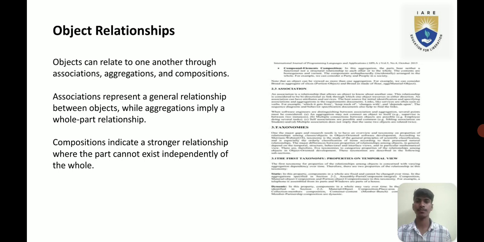Object relationships. In object-oriented modeling, an object can be related to another object through associations, aggregations, and composition. Associations represent a general relationship between objects, while aggregations imply a whole-part relationship. Compositions indicate a stronger relationship where the part cannot exist independently of the whole.